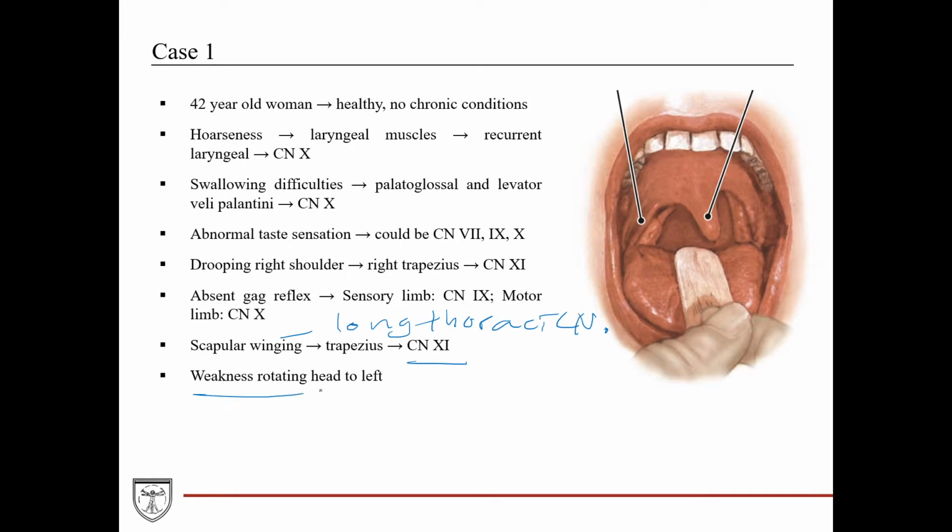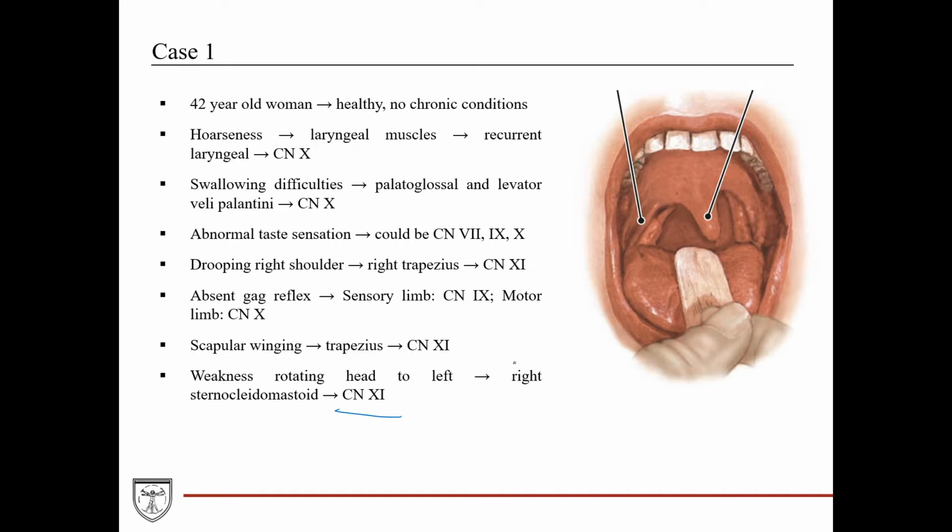So lastly here, weakness rotating to the left. That's going to be your right sternocleidomastoid muscle, which is cranial nerve 11 again. Remember, the sternocleidomastoid muscle rotates the head to the contralateral side. So the right sternocleidomastoid is going to rotate the head to the left, and the left is going to rotate to the right, if that makes sense. So vice versa. You want to keep that straight. Test writers like to trip you up on that, so you definitely want to be aware of that.